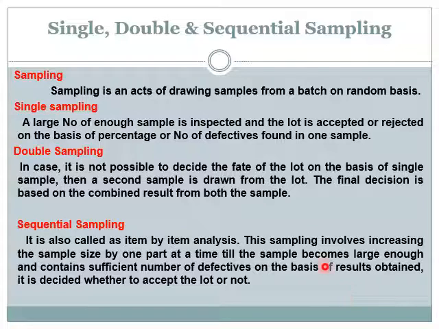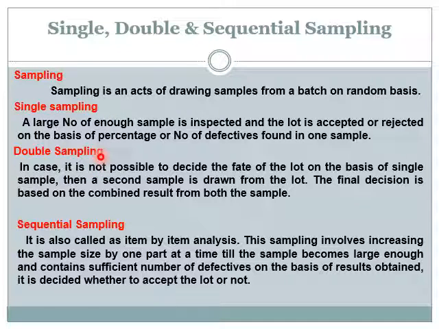Single sampling is, as you can see on the slide, where a large enough sample is inspected and the lot is accepted or rejected on the basis of the percentage number of defectives found in one sample. Now, how do we decide that? It depends on the past data available to the industry or manufacturing process, where a percentage is decided. If there is a lot of 100, suppose we pick up a sample of 10, and then we say out of the 10 sample, in case 30%, that is 3, are defective, then we'll reject. And if it is less than 3, then we'll accept. So this is how we decide on the single sampling.